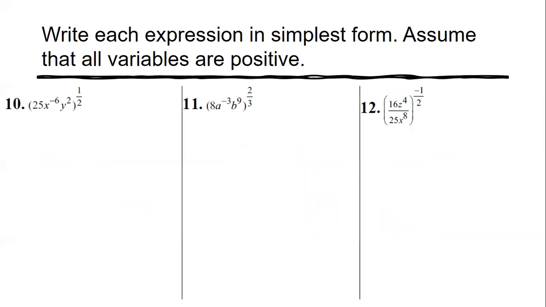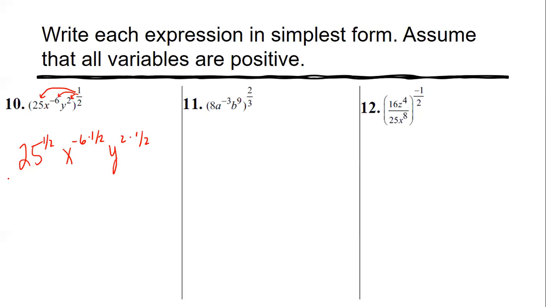All right. Let's get a little extra. So we start off easy. So here we have 25x to the negative 6 power, y squared, to the 1/2. So I'm going to distribute, distribute, distribute. So 25 to the 1/2 times x to the negative 6 times 1/2 times y to the 2 times 1/2.